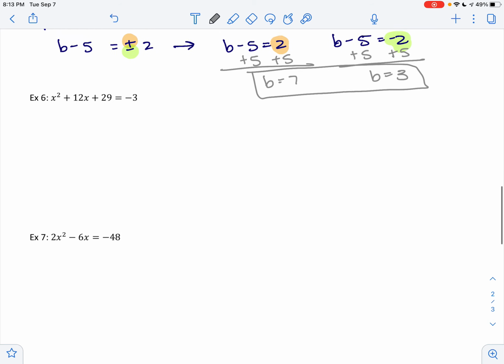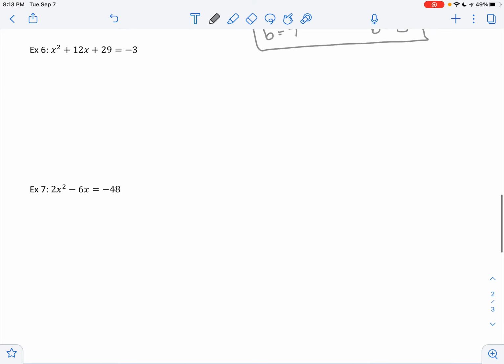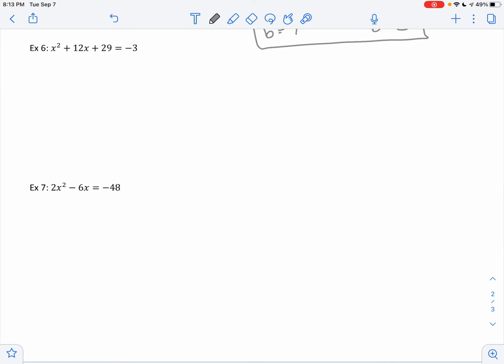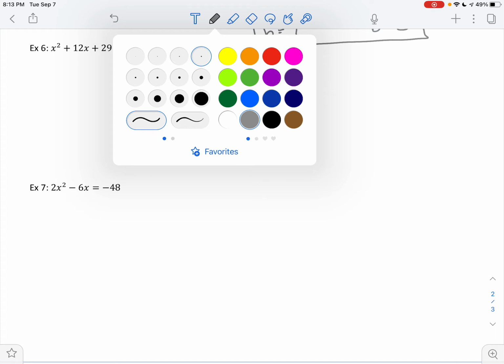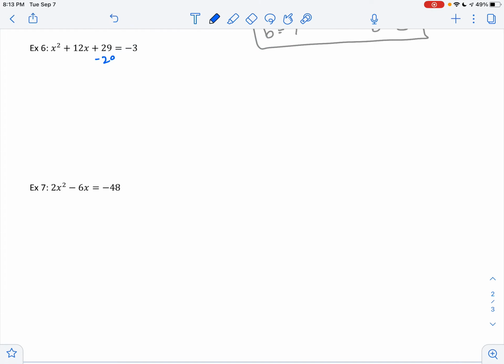Let's look at example 6. First thing that I want to do is make sure my squared term has a coefficient of 1, and it does. I want to leave my x's on the left side, but I want to move my constants to the right side. So my first step is going to be to subtract 29 on both sides. So I'll have x squared plus 12x is equal to negative 32.